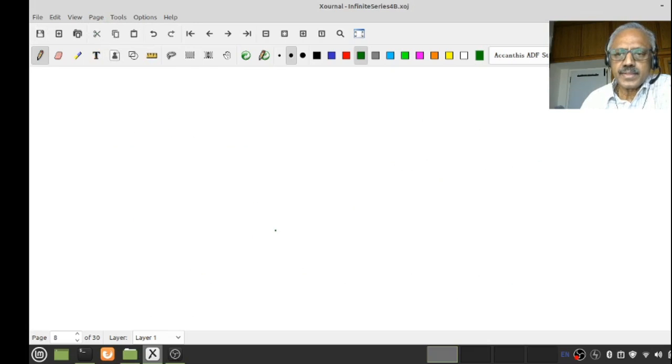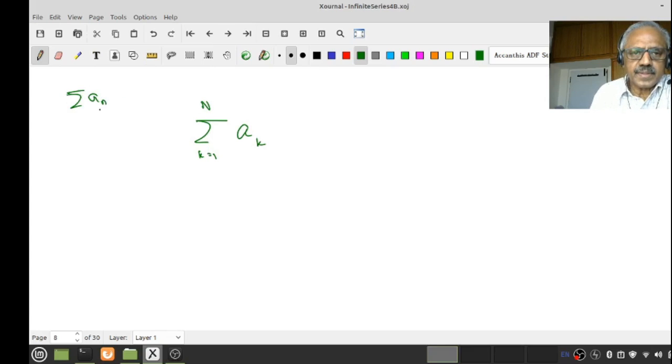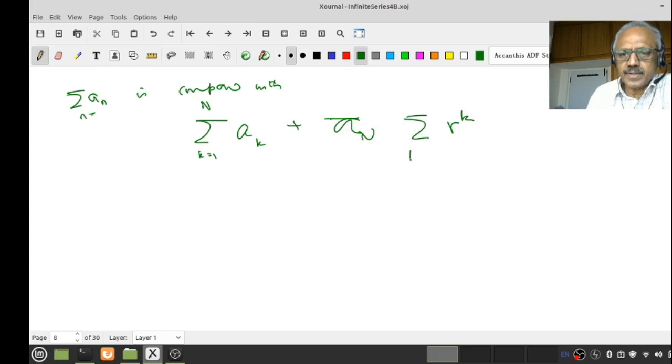So what do I get? The series is dominated by the following: the sum of a_k, k equal to 1 to N, is compared with this series, plus a_N times the summation of r to the power k, k greater than or equal to 1. Since r is less than 1, this is convergent. Afterwards this is a finite sum, and each a_n is less than or equal to a_N times r to the power k. So this is a convergent series. This means the summation of a_n is convergent.